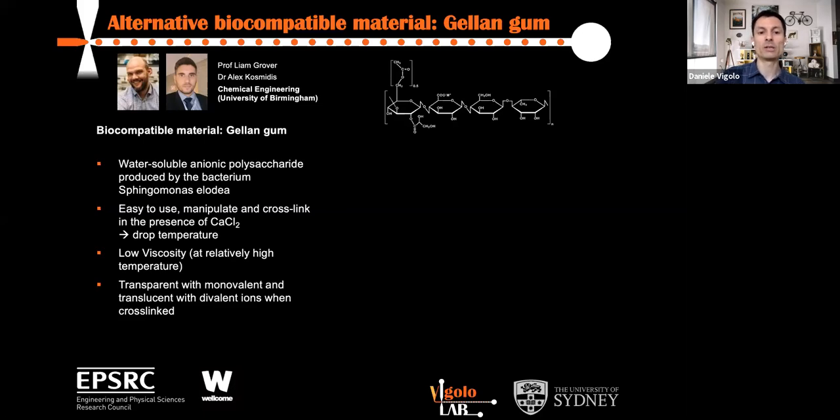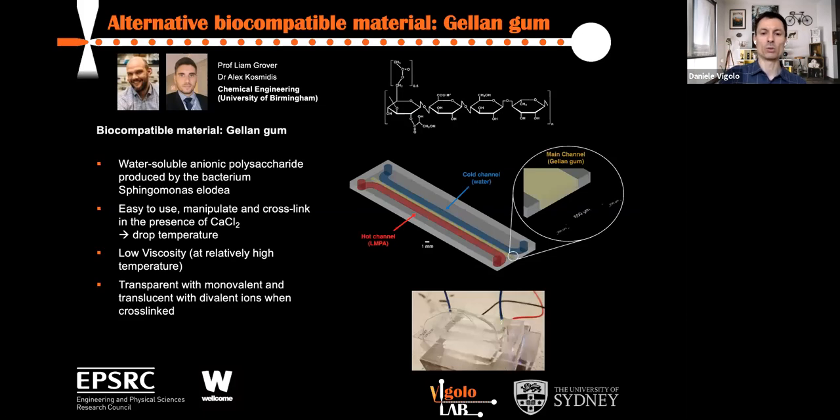This is a polysaccharide. It has a similar way to cross-link through calcium ions, but the way we do this is by dispersing calcium ions directly in the solution and keeping the temperature above the cross-link temperature. After we manipulate the structure and the stiffness of the material itself, we can drop the temperature quickly, and that will trigger the cross-linking, which is a very neat technique and very easy to implement.